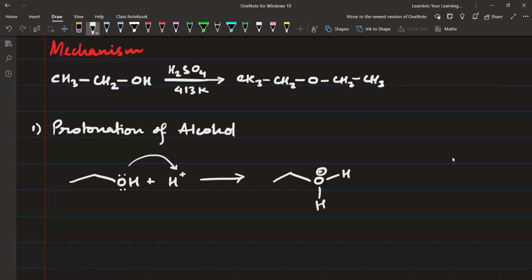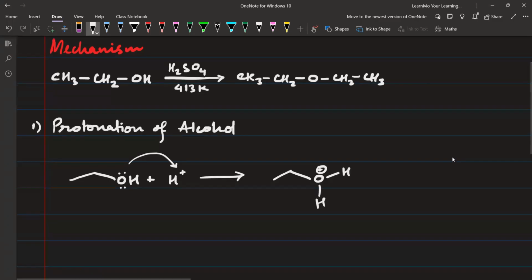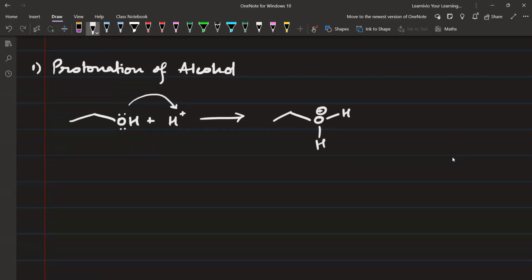So this hydrogen was already there, and there is one more hydrogen now, which gives a positive charge on the oxygen atom. Now you can see the formation of a water molecule, but it cannot happen right now because a 1 degree carbocation will not be very stable. So in the second step, what happens?